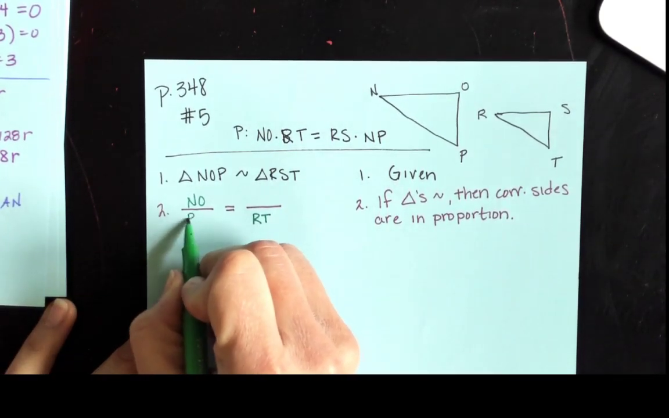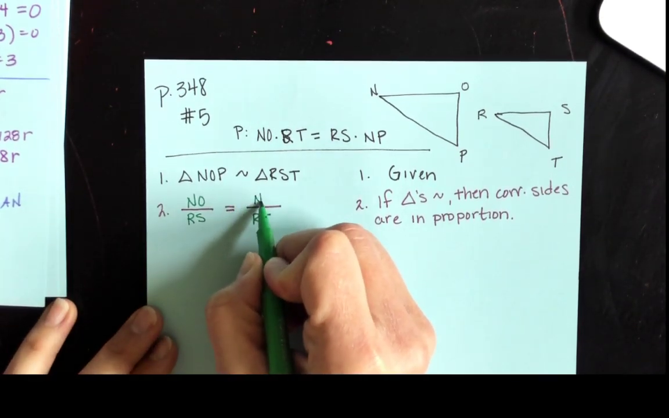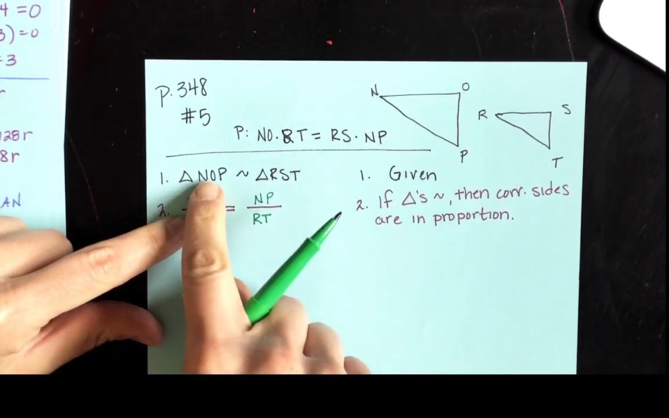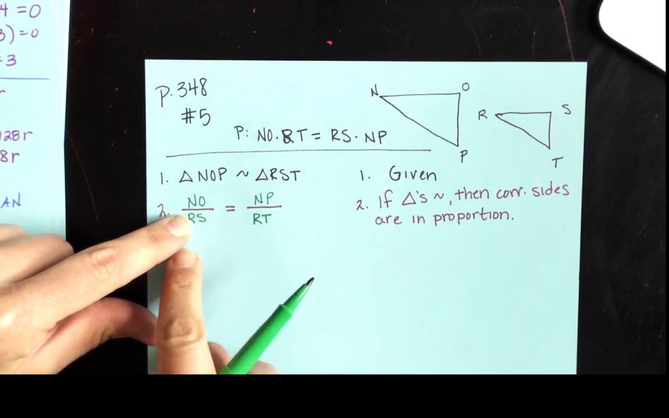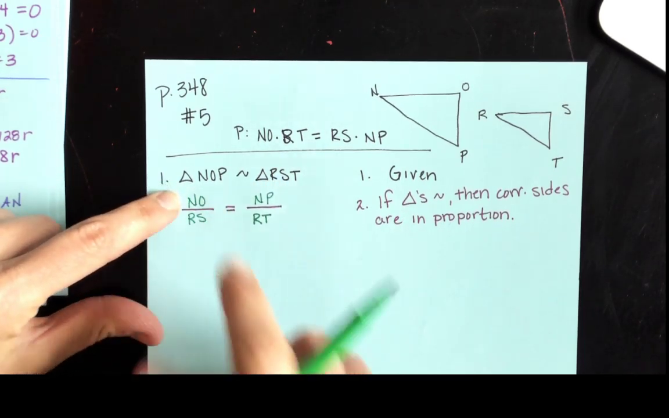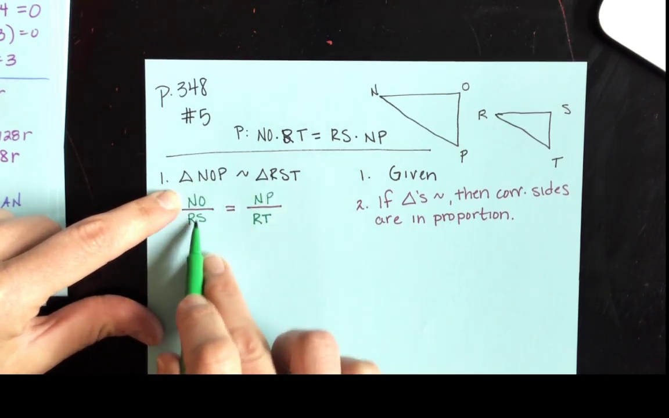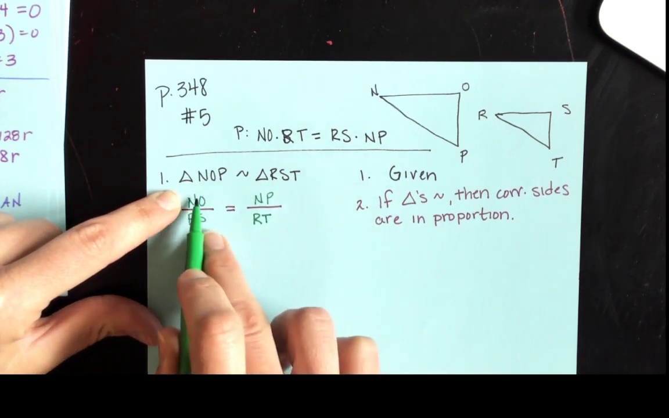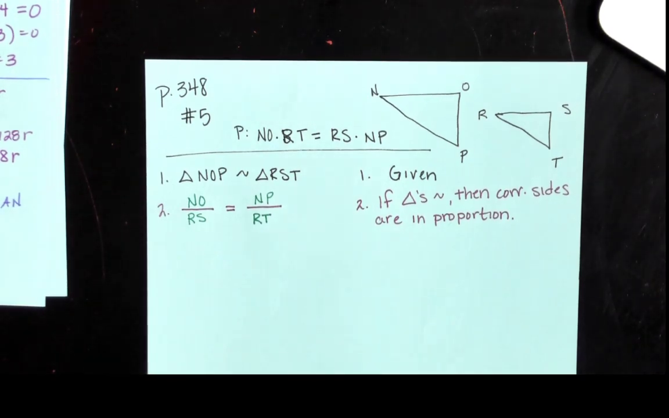So it kind of makes sense that the cross multiplication would hold up. NO and RS, they correspond here. They're not going to cross multiply. So we did have this pattern of left to right, left to right, left to right, or big to small over big to small. So we still held that pattern.